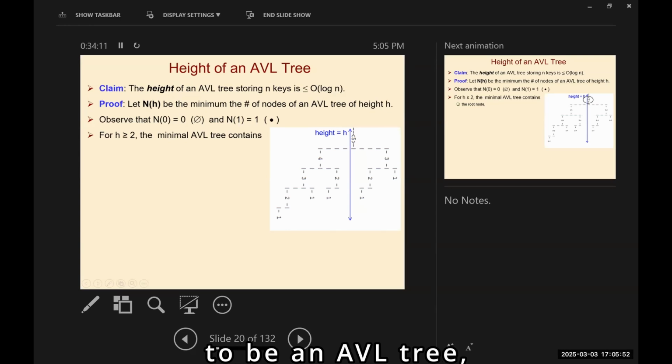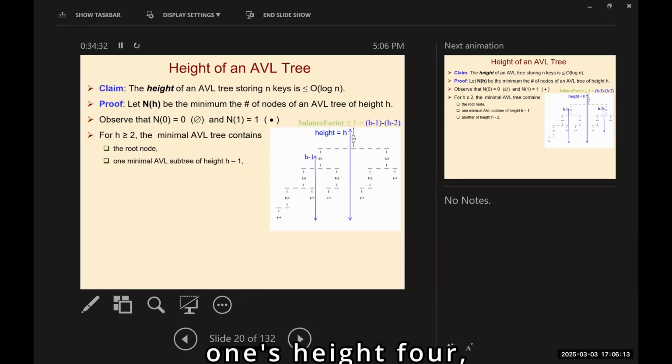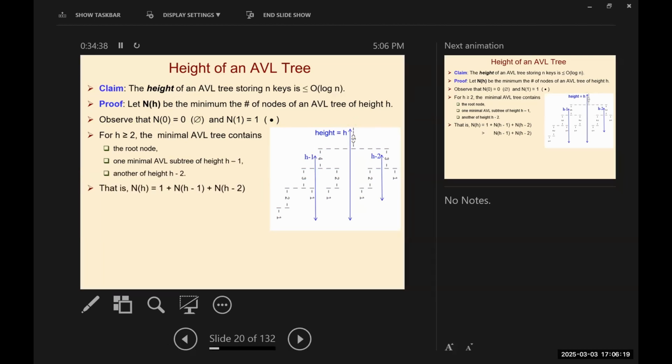And it has to be an AVL tree, right? And then what do we put over here? Well, it doesn't have to be a height of 4. There can be a shift, right? It's smaller. So it can be of height 3. Does that make sense? This one's going to be height 4. This one's going to be height 3, and they're both AVL trees, right? So here, that one's height 4. That one's height 3.